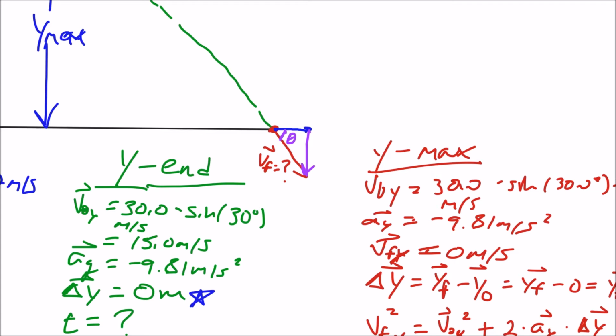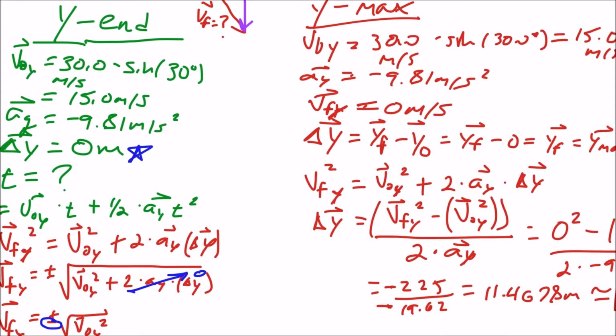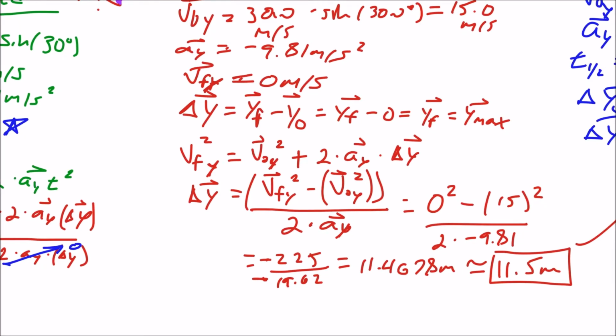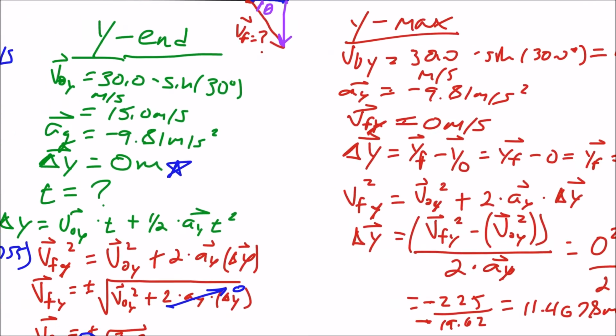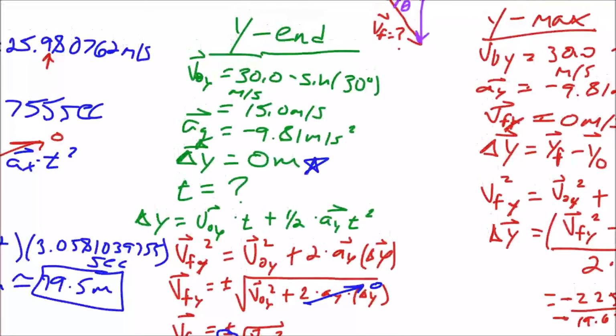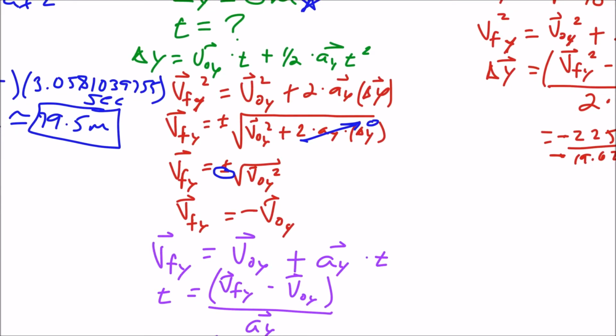Now, fortunately for us, I decided to solve for the final velocity in the y-axis at the end. So we're looking at our information at the end, and we discovered that the final velocity at the end was equal to the negative of the initial velocity. So we're going to use that as our v final y. It's going to be the negative 15 meters per second, and we've already done the math on that.